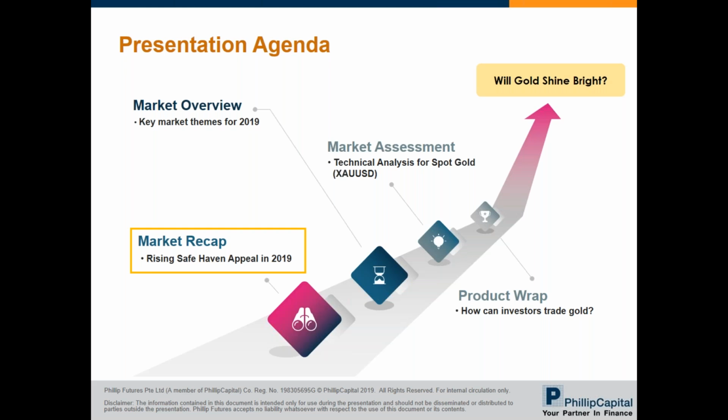So next, we're going to look at the market overview, where I'll touch on the key market themes that are going to move markets for 2019. A little bit on macroeconomics, and you will see how this affects asset classes and of course gold in the current term. Lastly, I'll highlight the fundamentals, geopolitical happenings, and more importantly the US dollar, as that is a prime driver for gold.